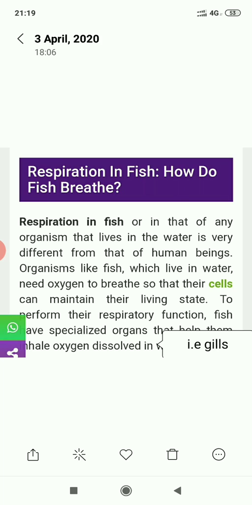If I talk about fishes, they have specialized organs or structures which help them to take in the oxygen dissolved in water. And what is that special organ called? That is called the gills. They also need oxygen to breathe, and they breathe the oxygen through the gills. They have gill chambers, from where they take the oxygen. If we talk about the cockroach, it takes oxygen through the spiracles. And if we talk about the earthworm, it takes oxygen by the process of diffusion through the skin.